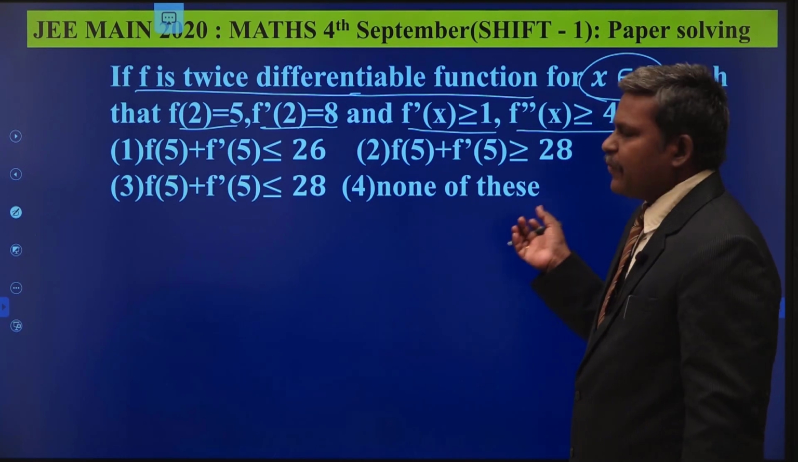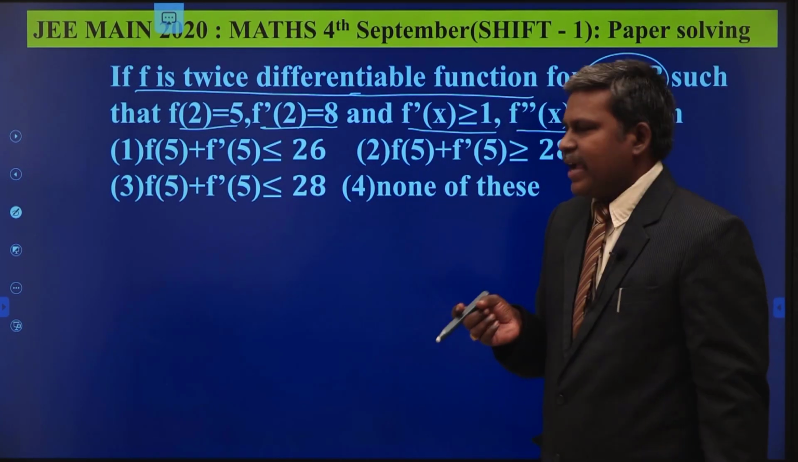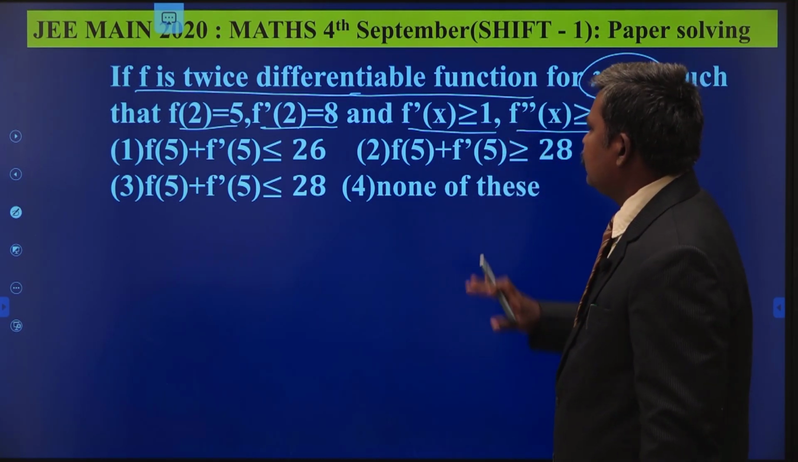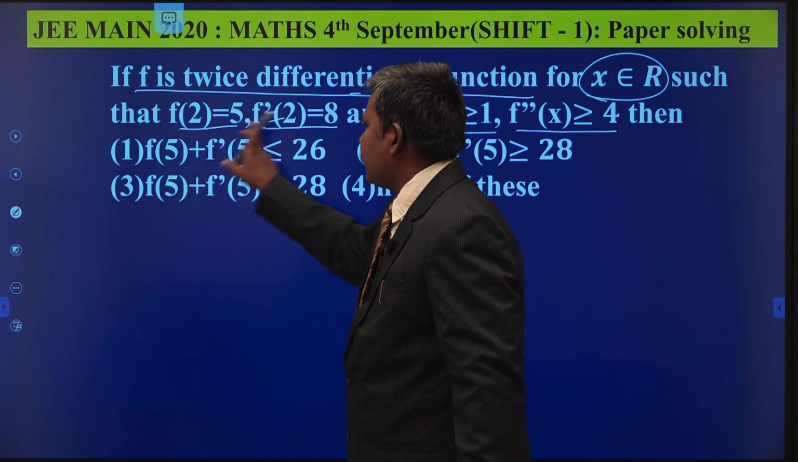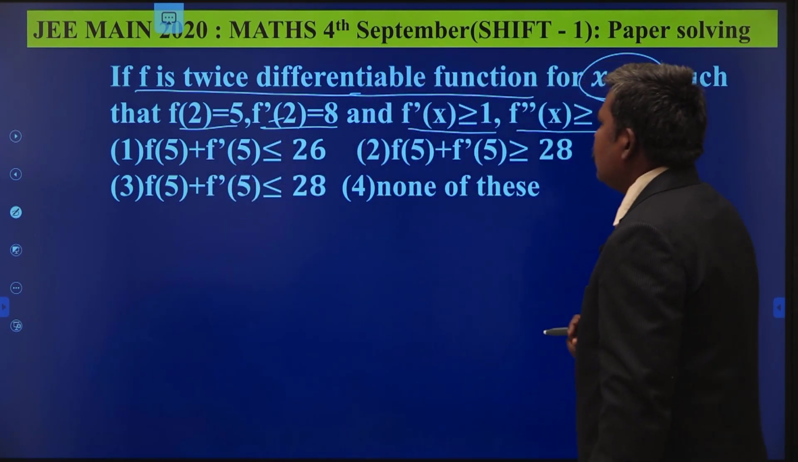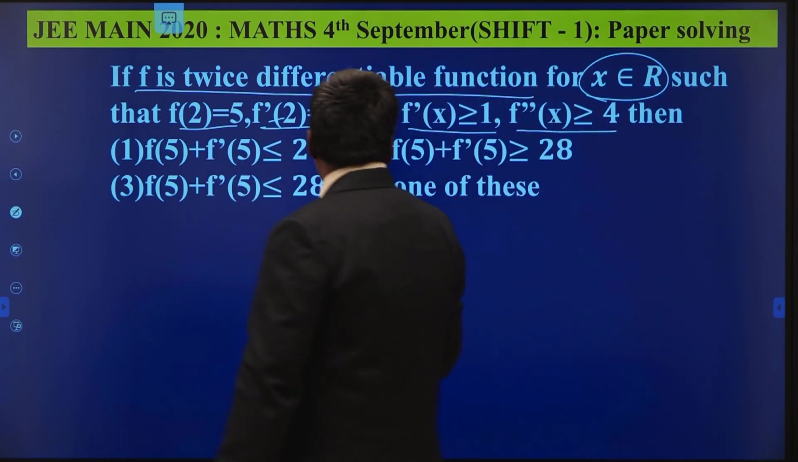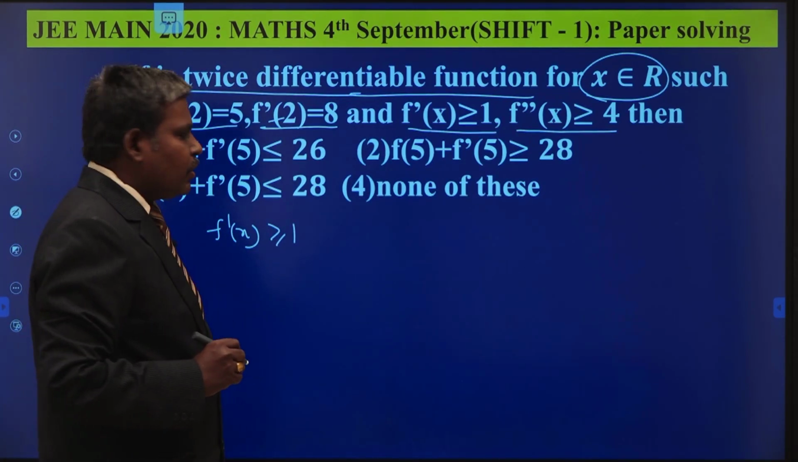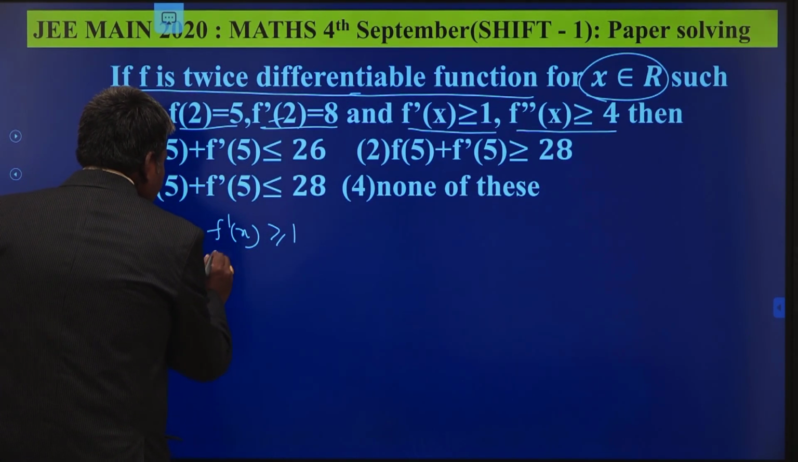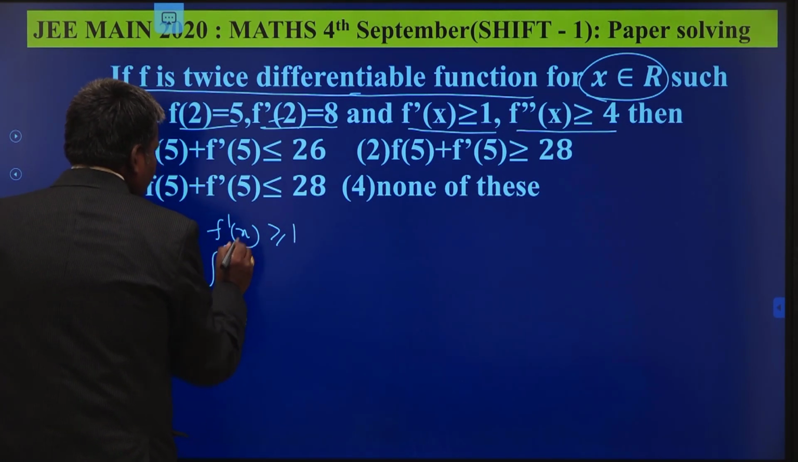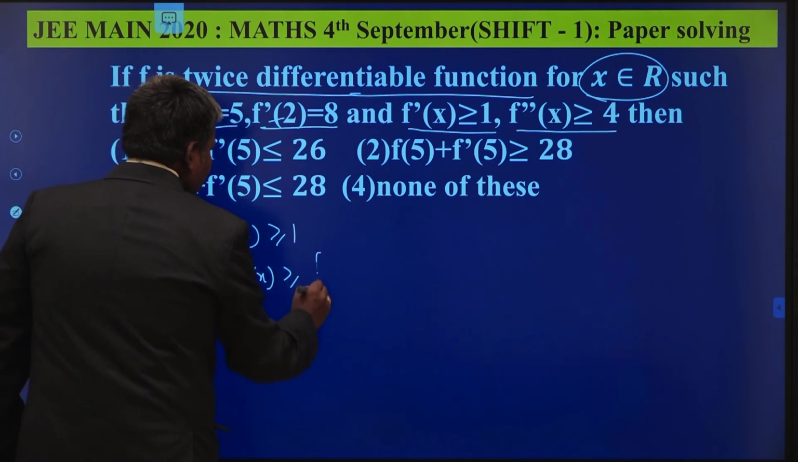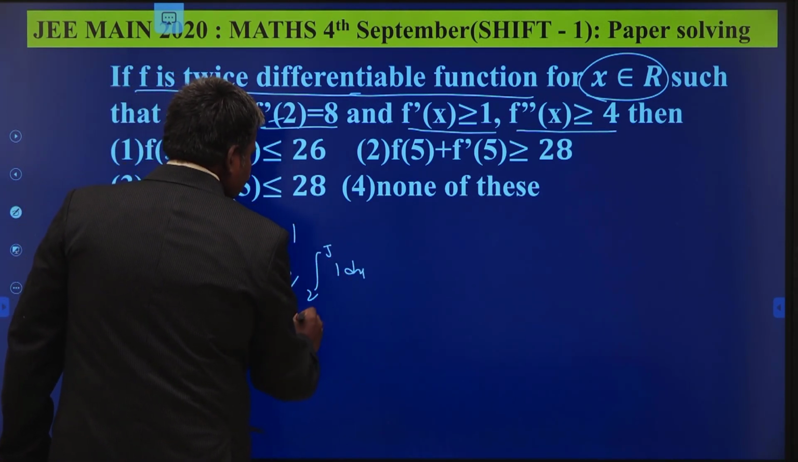So f is twice differentiable function, we mean you can differentiate 2 times. So from the given condition and options, you have to utilize the limits from 2 to 5. What is the first inequality? f'(x) is greater than or equal to 1. I am going to integrate on both sides, limits from 2 to 5. Integral 2 to 5 f'(x) dx is greater than or equal to integral 2 to 5 1 dx.